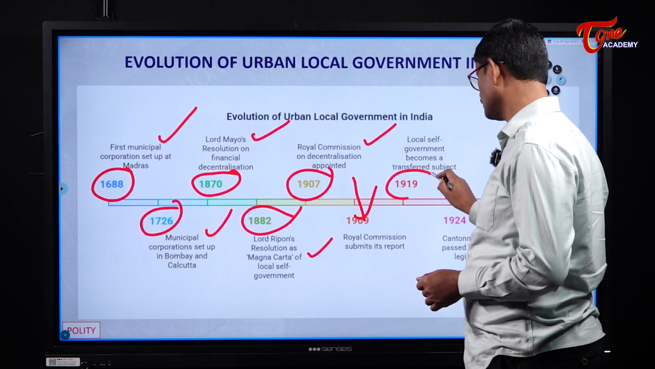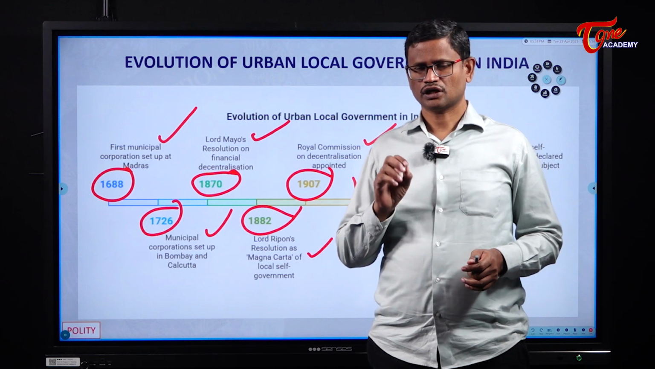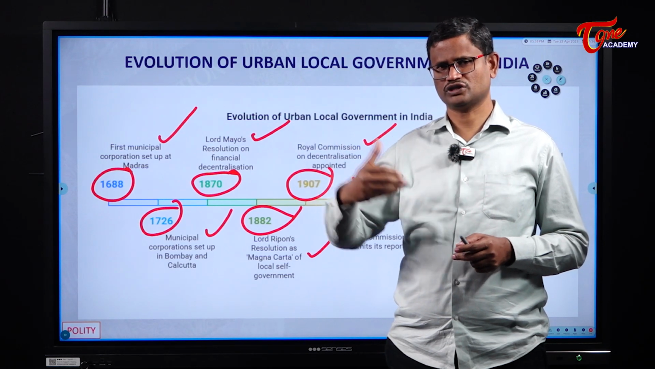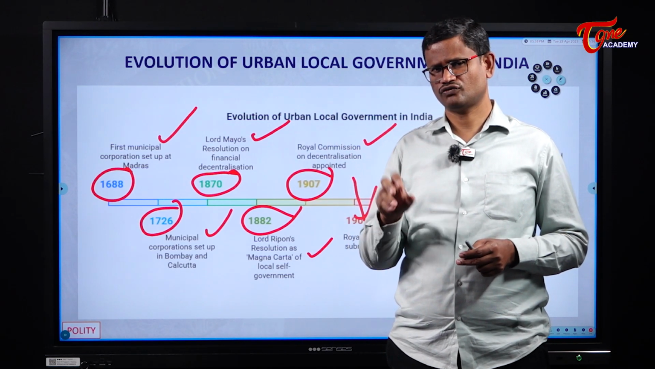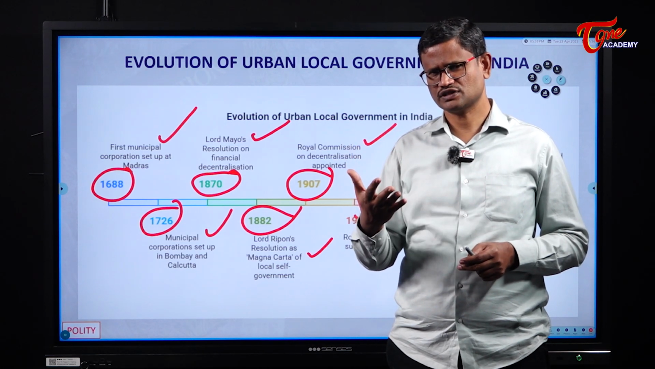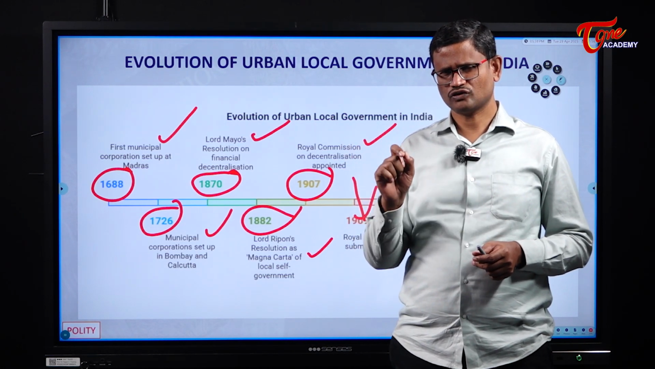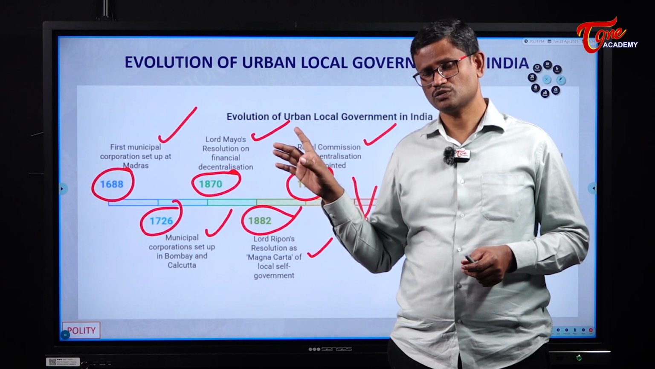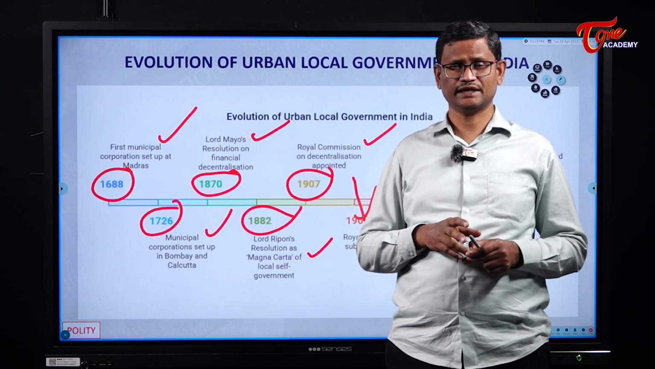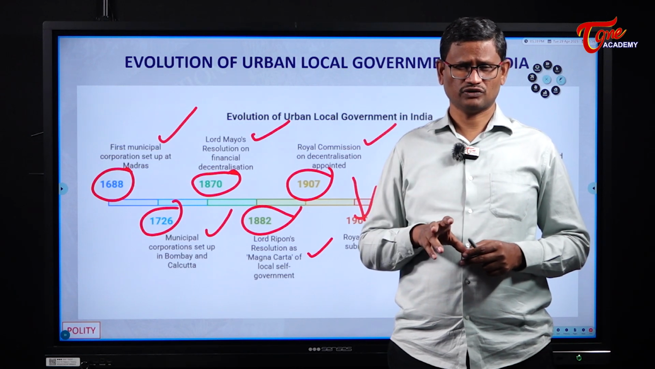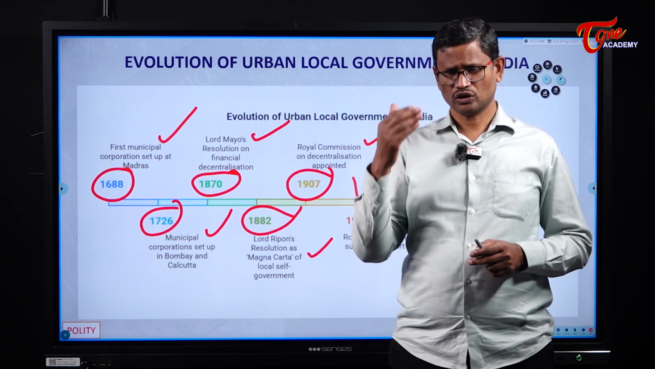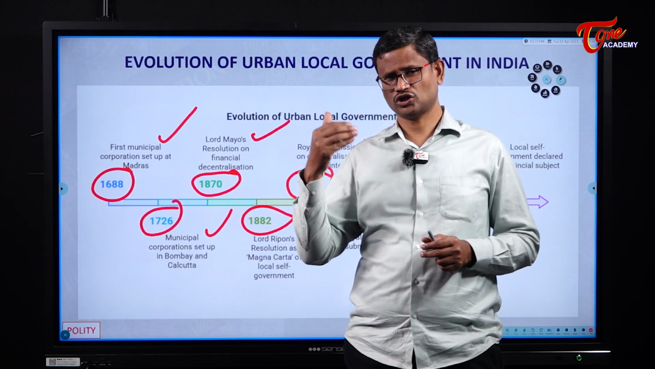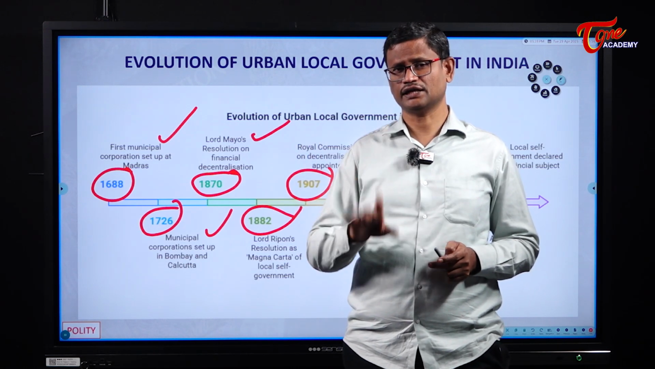Then in 1919, if you remember, I told you that the Government of India Act 1919 provided for the division of subjects into central list and provincial list. And in the provincial list, there are 50 subjects, which are again divided into transferred subjects and reserved subjects. So, local government was a transferred item under the Montagu-Chelmsford reforms or the Government of India Act 1919. So, Indian ministers were made in charge of transferred subjects, and local self-governing institutions was one of the transferred items under the diarchy system, which was introduced under the Government of India Act 1919.